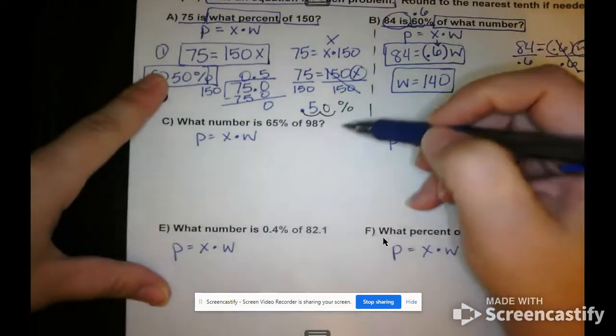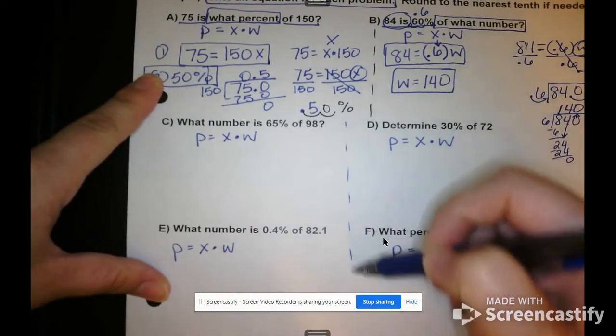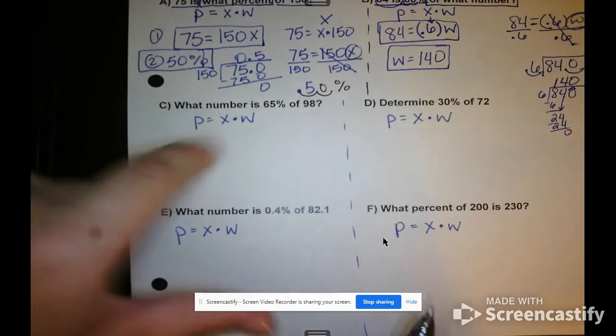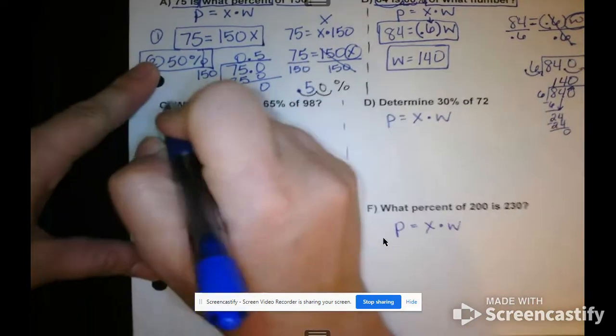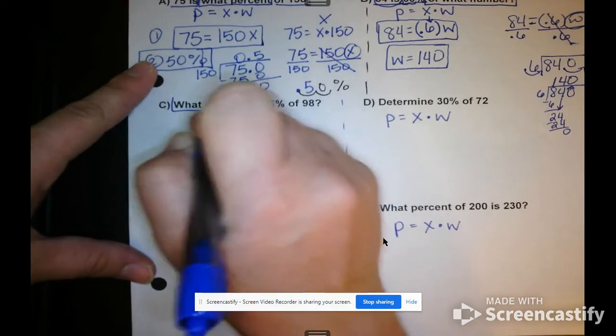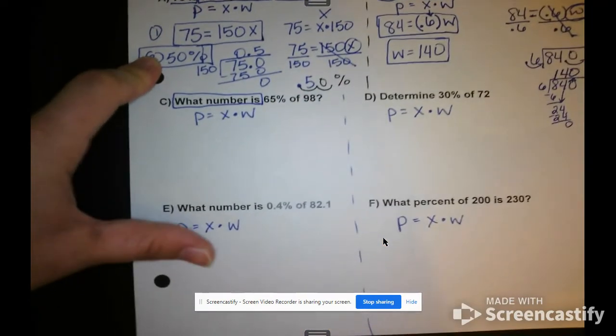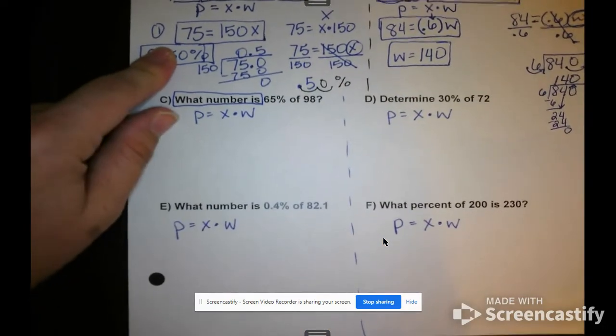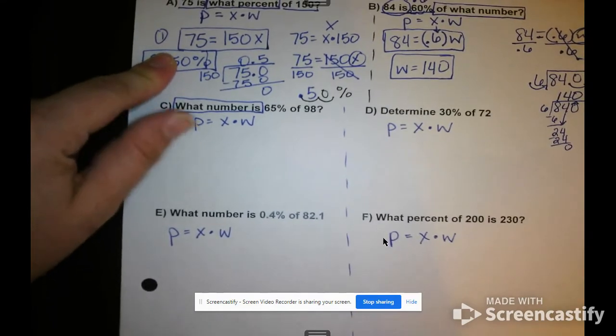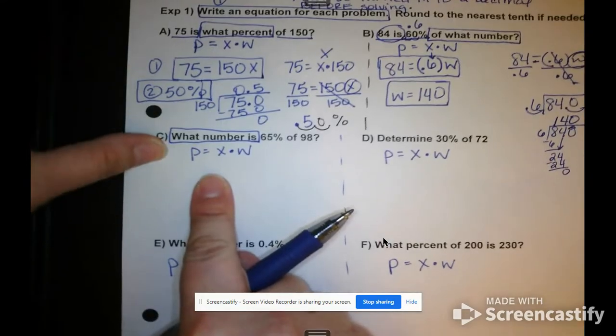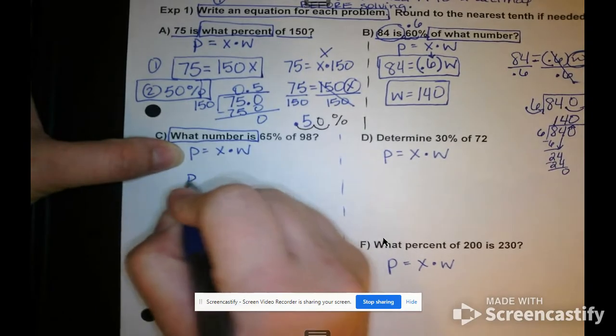Okay. So I'm just drawing these lines to make sure we stay on the sides we need to. So what number is right there? It's asking for what? What is the is? The part. So which one am I not going to have? Okay, so I can just rewrite it like that.